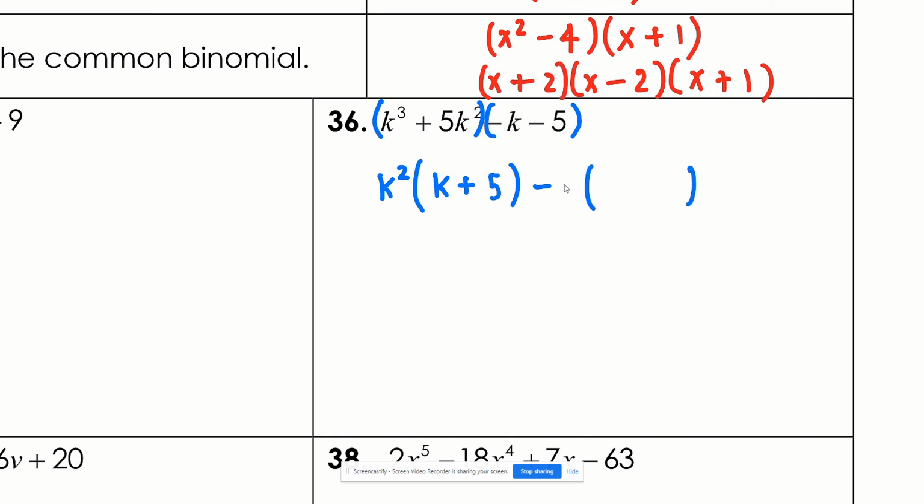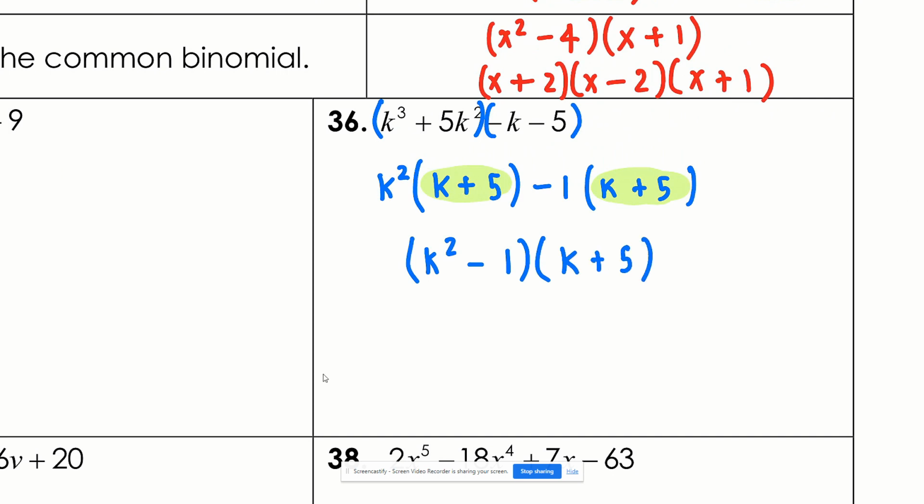Remember what's left right here when I do that? It's understood to be a negative 1. I can always pull a 1 out. Watch this. What's negative k divided by negative 1? Positive k. What's negative 5 divided by negative 1? Positive 5. And here's my question. Are the things left inside the binomials the same? Well, absolutely they are. Then my two factors are what I pulled out and what was left inside.